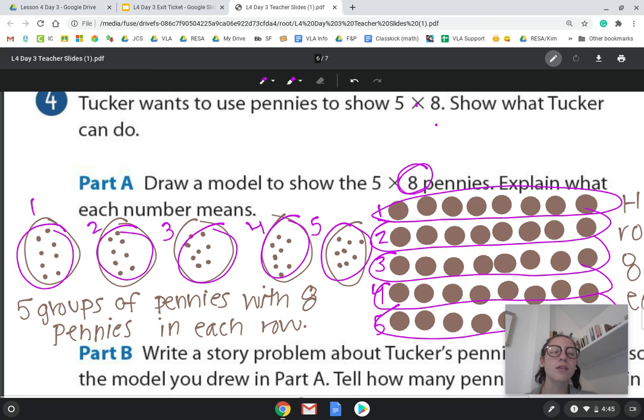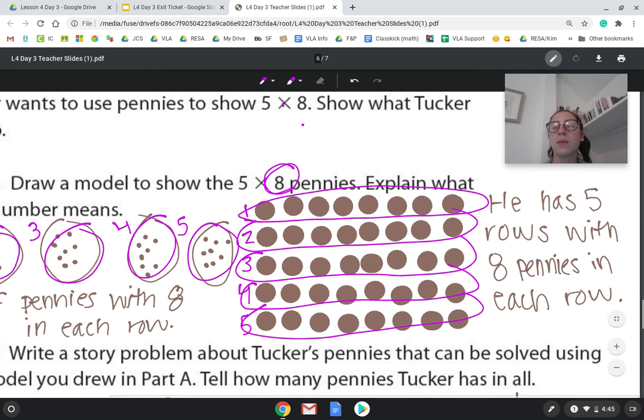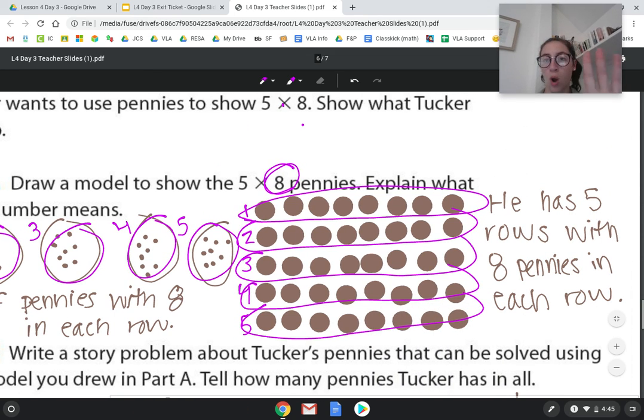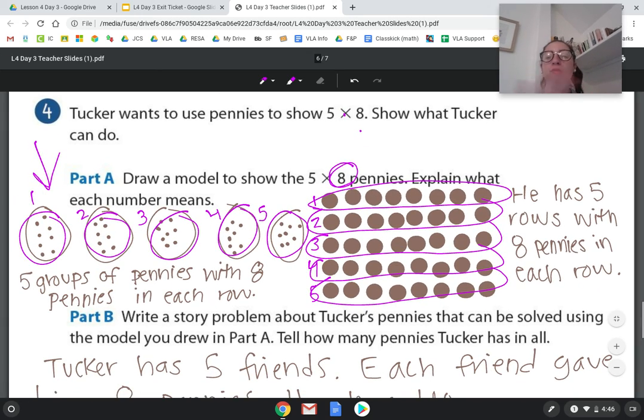And the last part of this problem is asking you to explain what each number means. So if you were to draw groups, you would have said 5 groups of pennies with 8 pennies in each group. If you were to do an array, it would be 5 rows with 8 pennies in each row. All right, so take a moment to reflect.